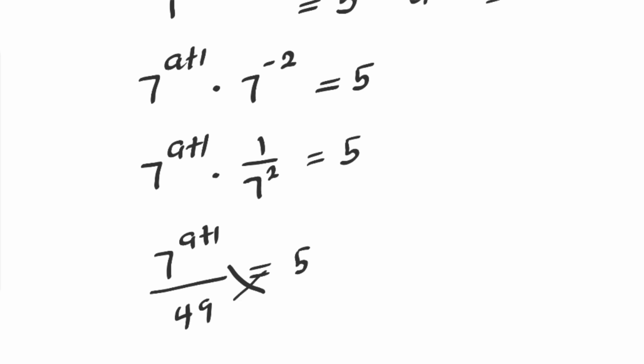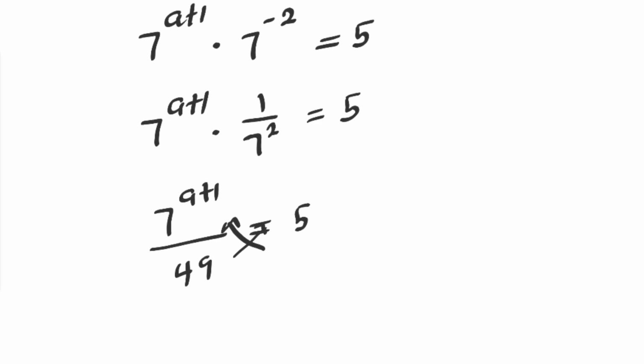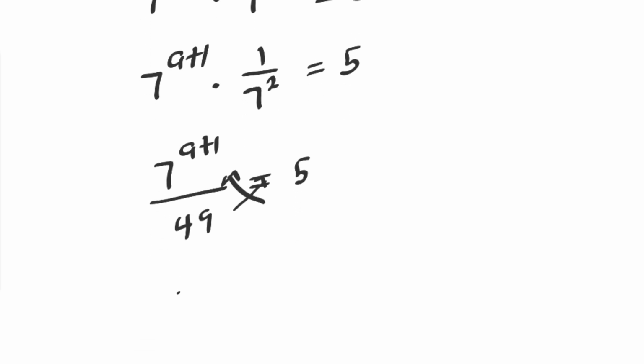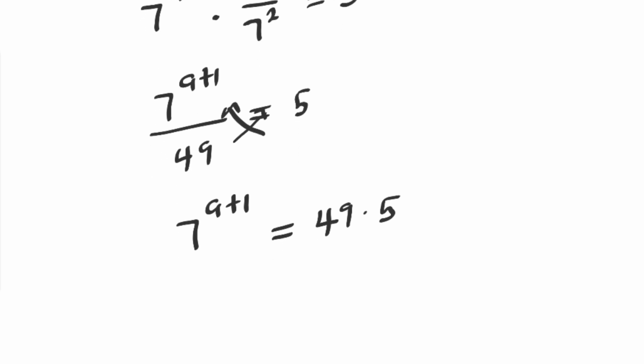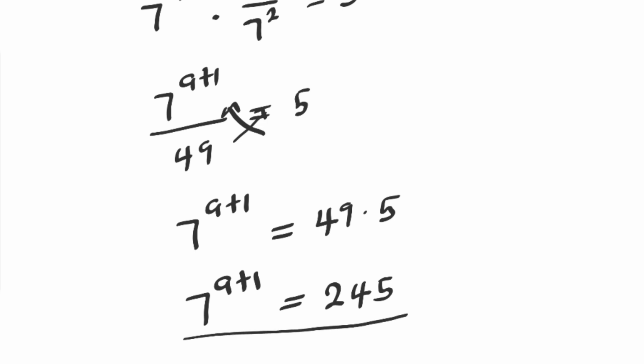Let us cross multiply. Then here we have 7 raised to power a plus 1 is equal to 49 multiplied by 5. That is 245. And this is the final answer. You can see that this second method is very, very easy.